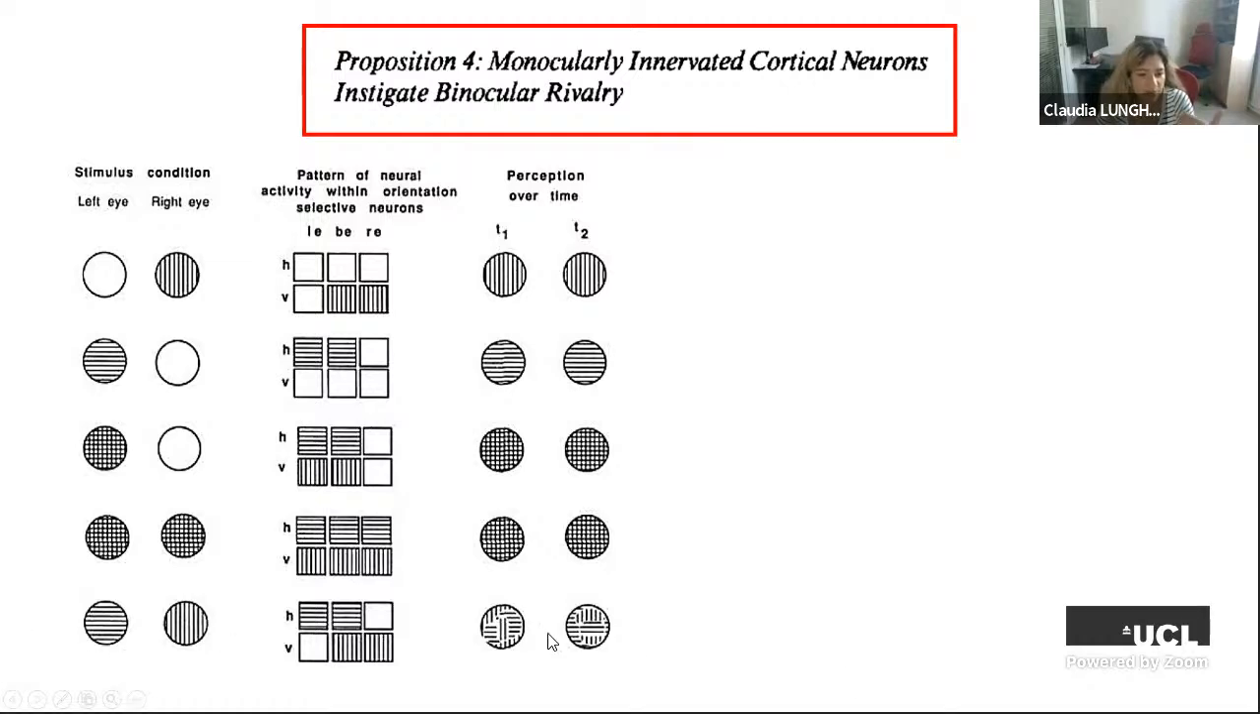Because of course, in this case, as you see in the diagram here, the perception over time, as we see for binocular rivalry, oscillates between the two. We cannot fuse the two percepts.